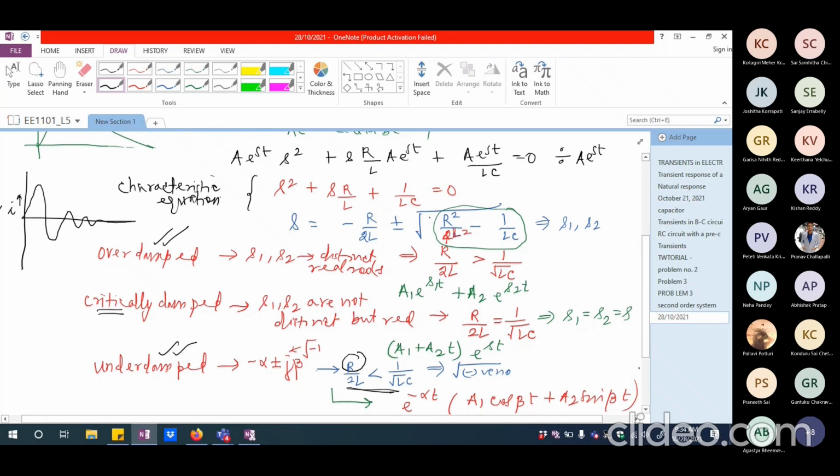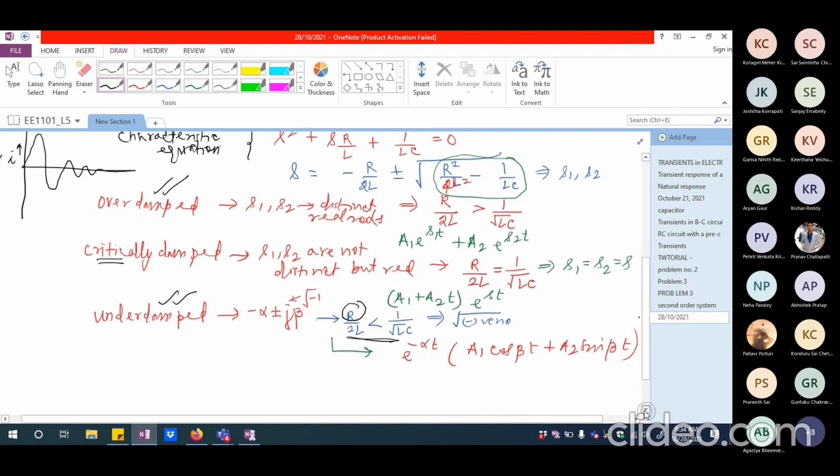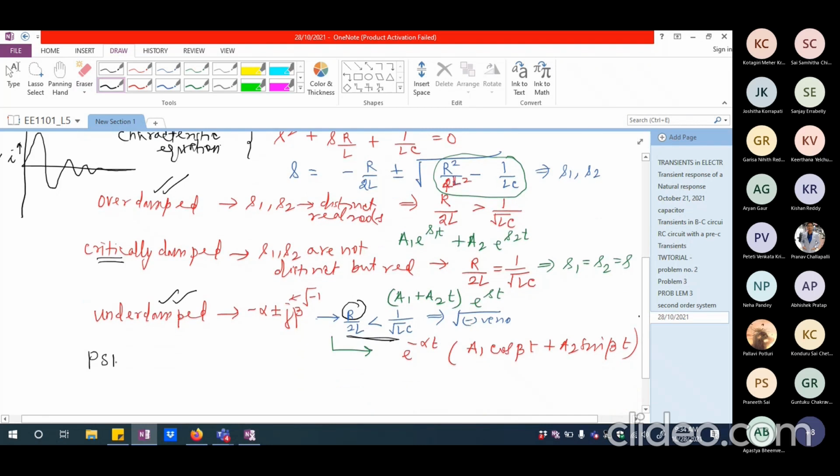So what I'm going to do now is to simulate at least one overdamped system and one underdamped system, and let's try to look at the response. I'm going to do this in a computer simulation package called PSIM. As I told you yesterday, you can download the PSIM students version, which is available free of cost, or you can try to download LT Spice.